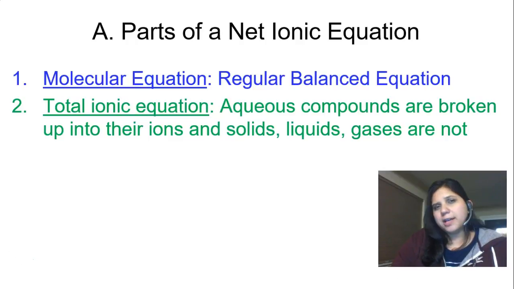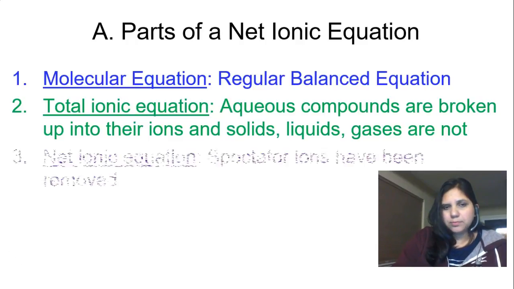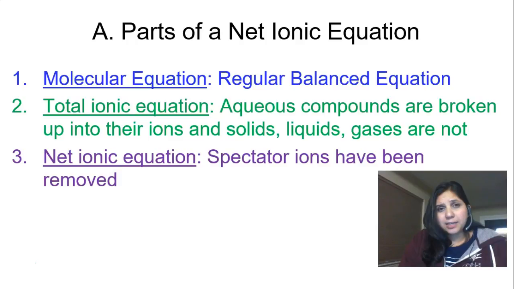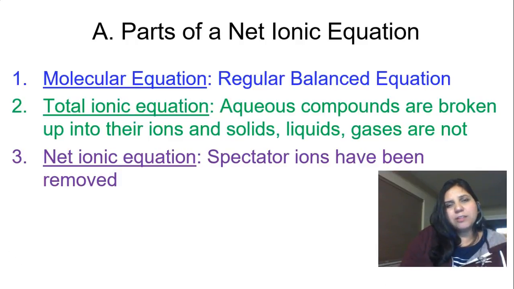Then you have the total ionic equation, which is sometimes called the complete ionic equation. And this is when everything is broken up that can be. So everything that's aqueous gets broken up into its cation and anion, and anything that isn't aqueous stays together. So solids, liquids, and gases stay whole. Then you have a net ionic equation, which is the overall equation, the thing that's happening, the reaction that's happening. It's with all of the spectator ions removed.